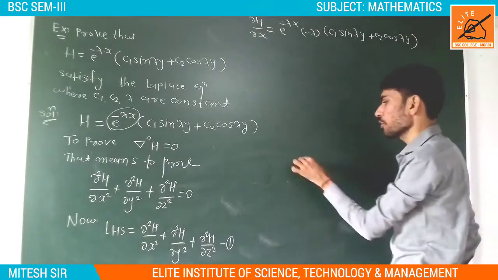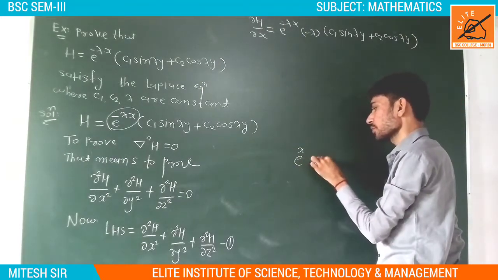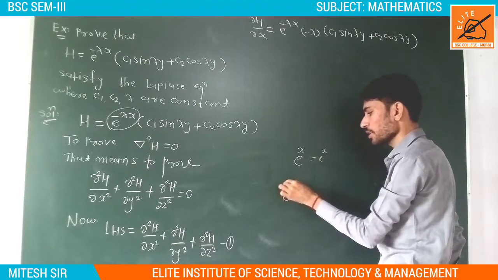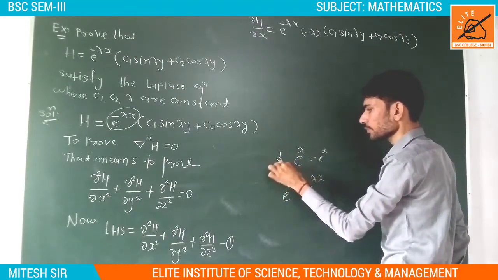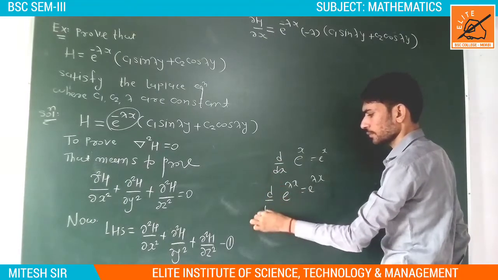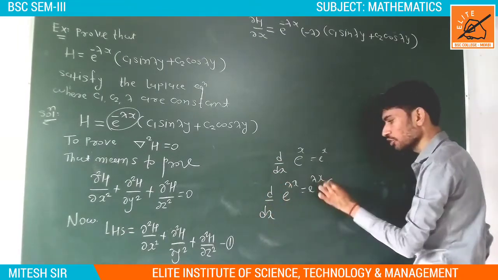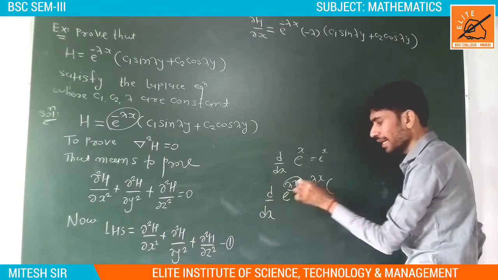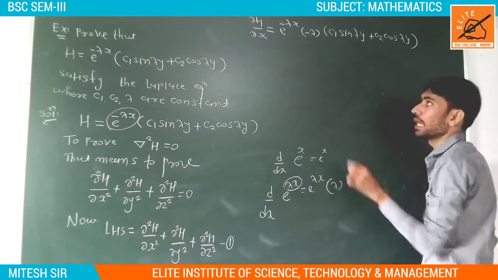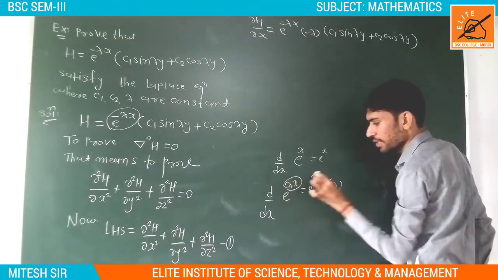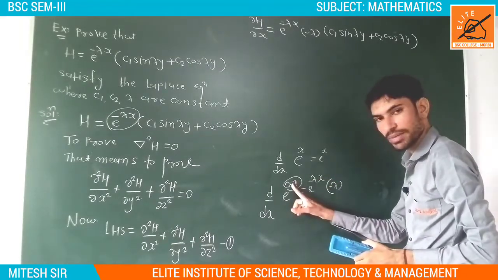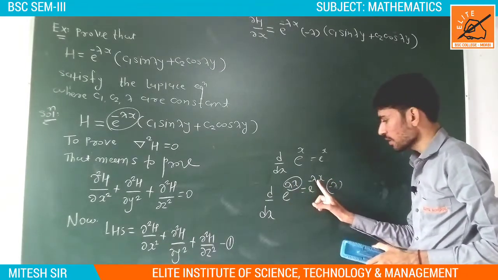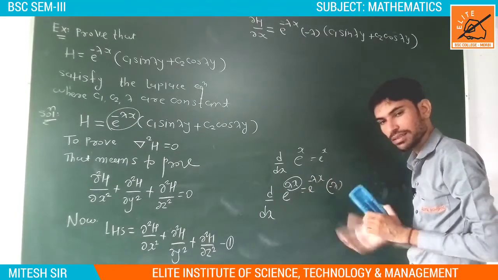As we know, the derivative of e raised to x is e raised to x, but the derivative of e raised to lambda x is e raised to lambda x times the derivative of lambda x, which is lambda. Now here we have minus, so we write minus lambda. So the derivative of e raised to minus lambda x is e raised to minus lambda x, and the derivative of minus lambda x is minus lambda.